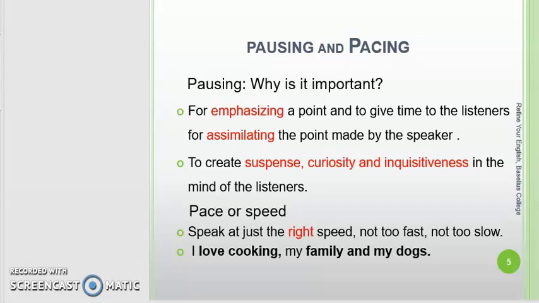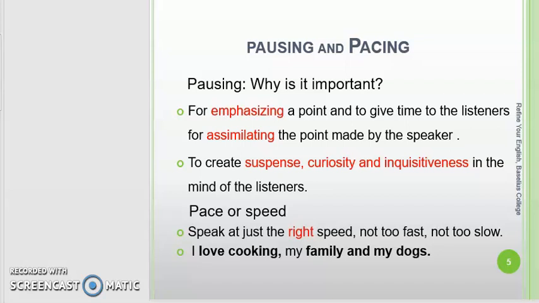It's also used to create suspense, curiosity, inquisitiveness in the minds of listeners. So you pause to create all these intended things, either to create suspense in the listener's mind, or to make them curious. Did you know? And then immediately when I pause, there's a suspense or curious element that's created in the listener's mind. The second aspect is pace. You have to speak at the right speed, not too fast, not too slow, so as to convey the proper meaning.